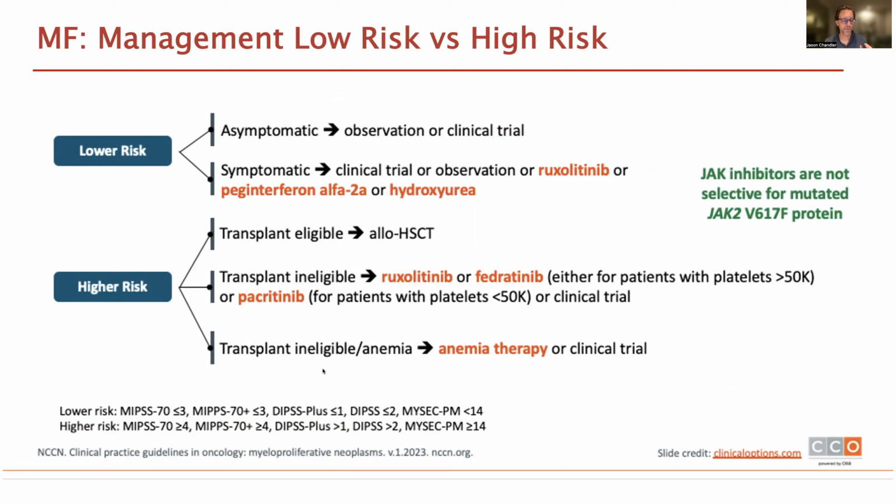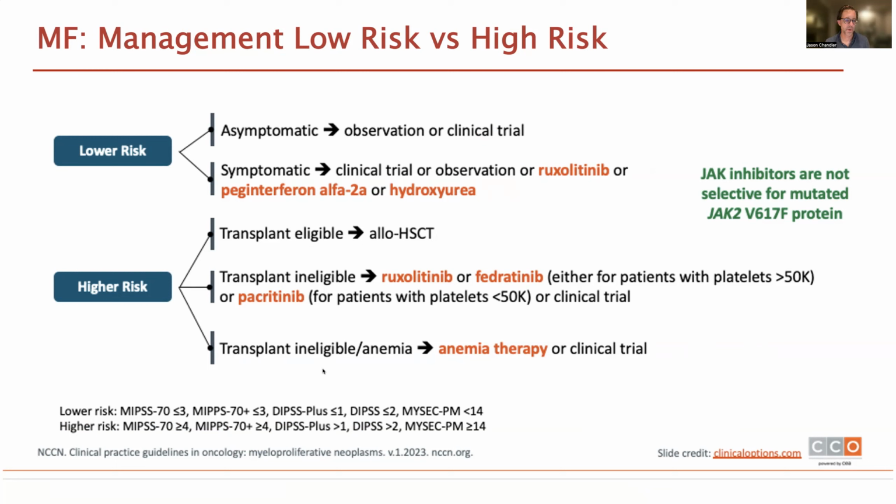So you saw all those points you put in, and you put people in different categories. So if low risk and asymptomatic, you can just watch them. If they're having symptoms, usually ruxolitinib or Jakafi is good. They don't have to have a JAK2 mutation for it to work. Even though it's a JAK inhibitor, it's the JAK pathway it blocks. So if they have a CALR mutation, you can still use Jakafi or ruxolitinib. But you can also use pegylated interferon or Hydrea.